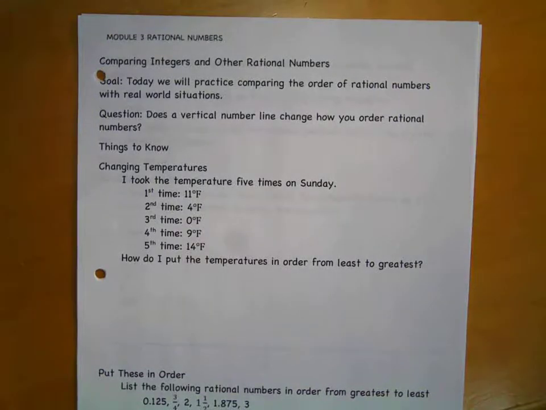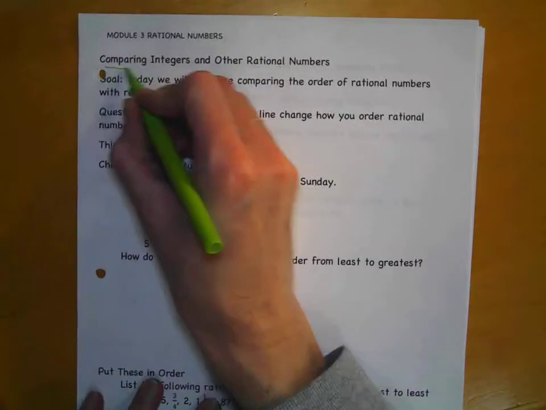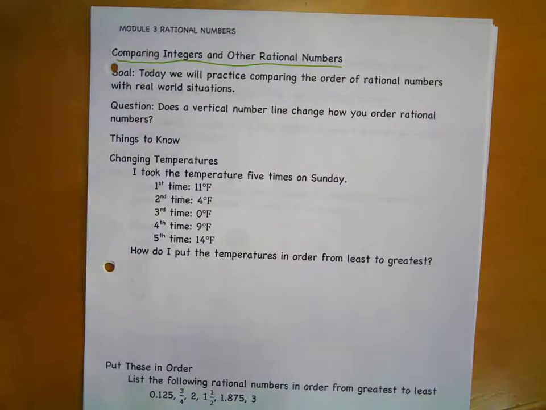Hello, math students. Welcome back to Module 3, called Rational Numbers. This is Lesson 5, and it is called Comparing Integers and Other Rational Numbers.